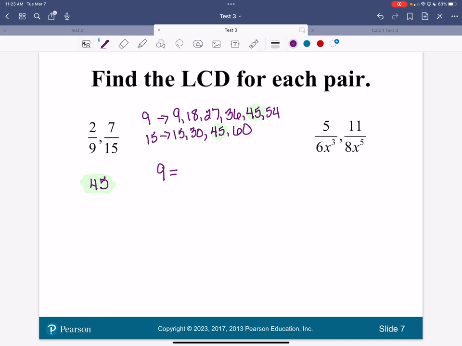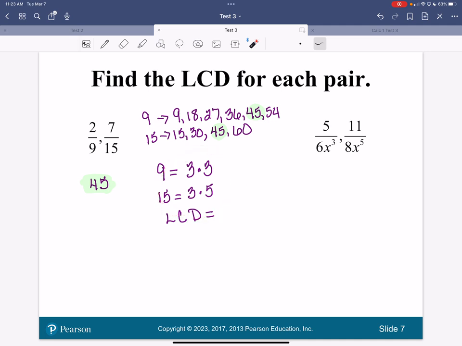So what is 9 factor to? 3 and? Good. 3 times 3 is 9. What is 15 factor to? Good. So 3 times 5. So my least common denominator is going to account for all of these.